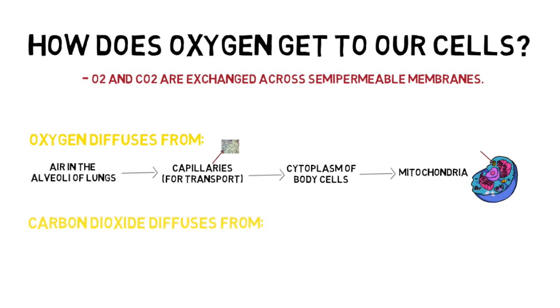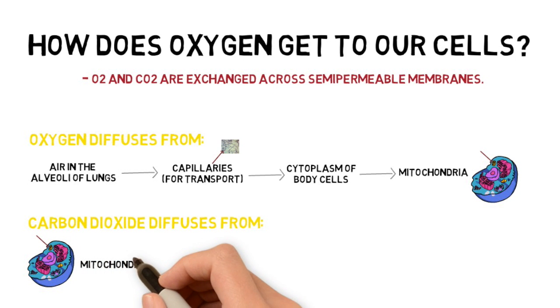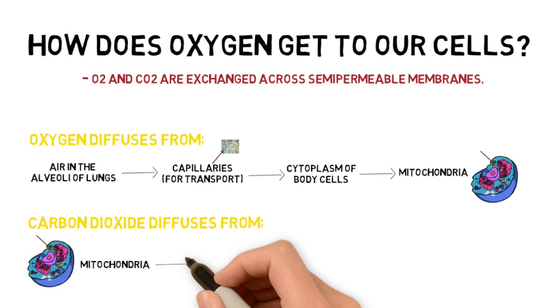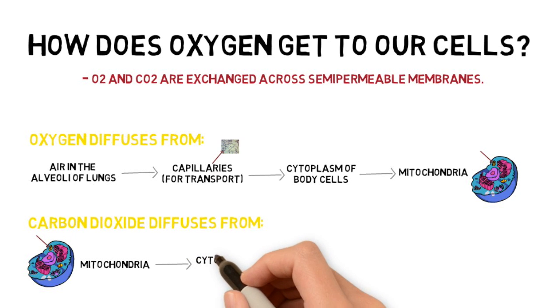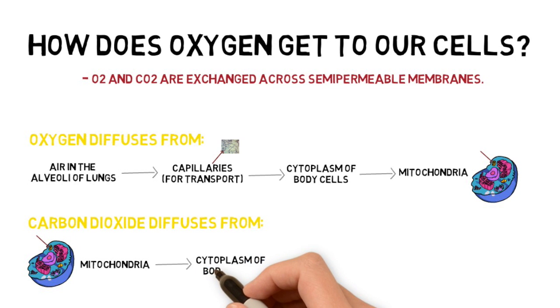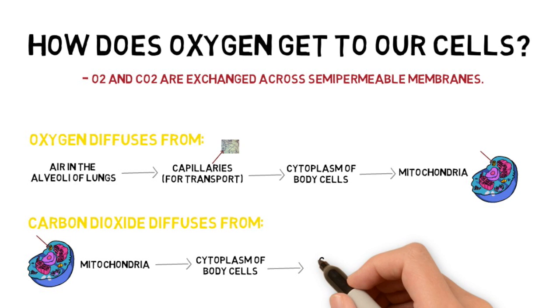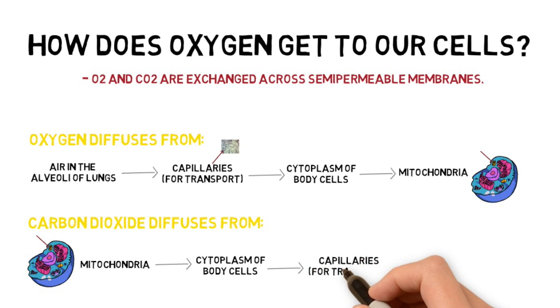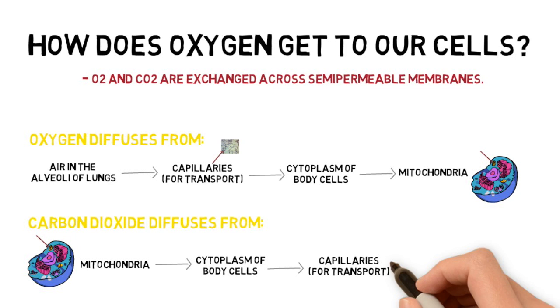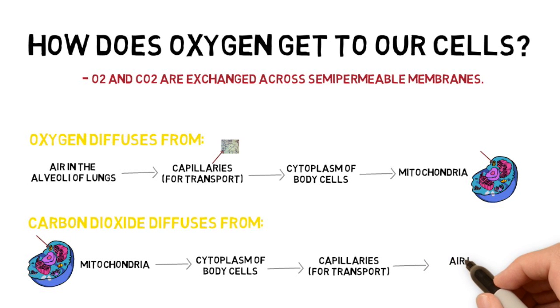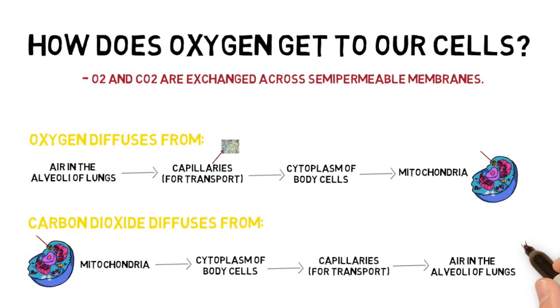Carbon dioxide diffuses from the mitochondria into the cytoplasm of body cells. From there, it travels to the capillaries, where it is then transported to the alveoli. From the alveoli, the carbon dioxide diffuses into the air in the lungs and is exhaled out of the body. This cycle repeats continuously throughout the day and night, and we don't even have to think about it.